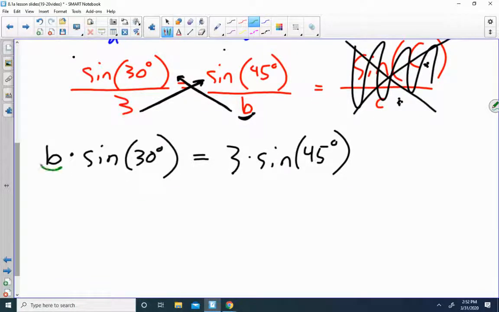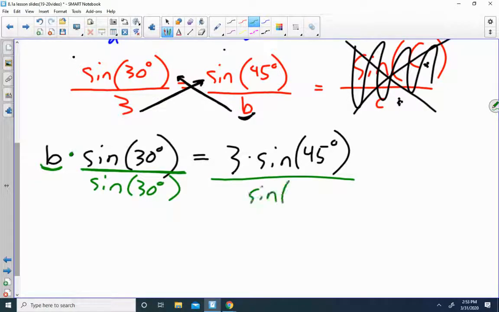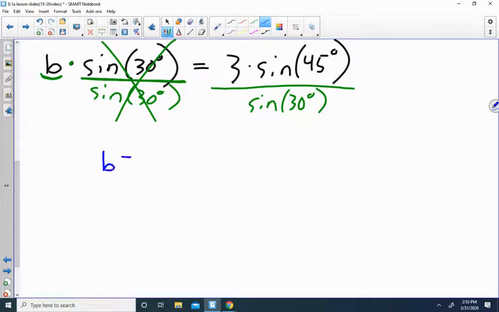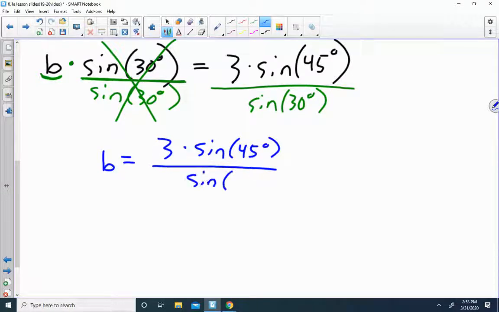And we almost have b by itself, we just have to get rid of the sine of 30. And the best way to get b by itself is to divide. Because we're multiplying by sine, the opposite would be to divide. So let's divide both sides by sine of 30. So then this cancels, and all you have is this. Give me a second. Little b is equal to 3 times sine of 45 degrees all over sine of 30. And that's going to be little b.